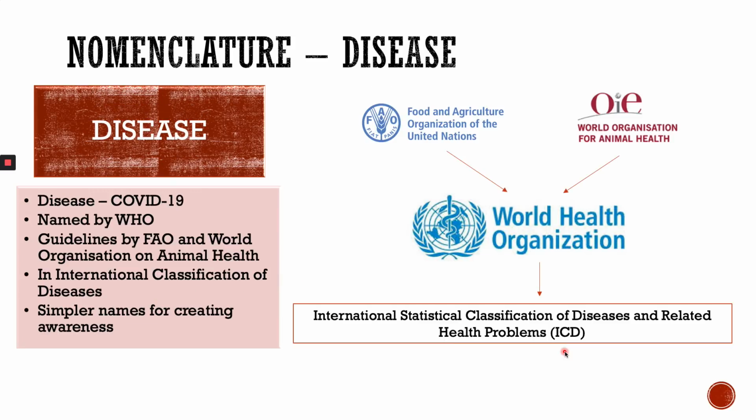Now, let's look at the disease. The disease is called COVID-19, where the first two letters CO signify corona. The next two letters VI signify virus. The letter D stands for disease, and the numbers 1 and 9 stand for the year of origin, which is 2019, which is when coronavirus was discovered for the first time.